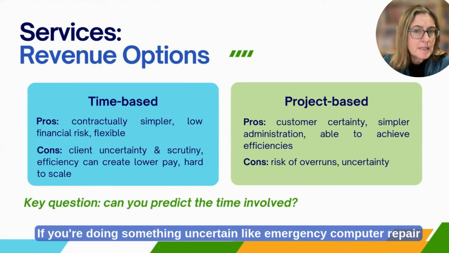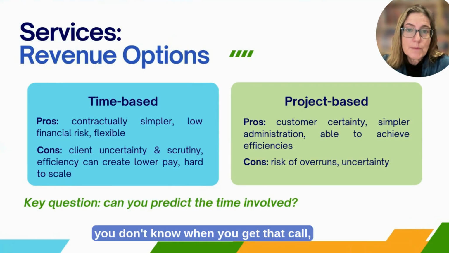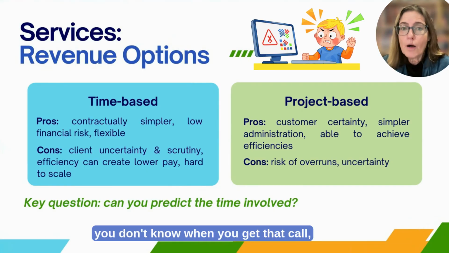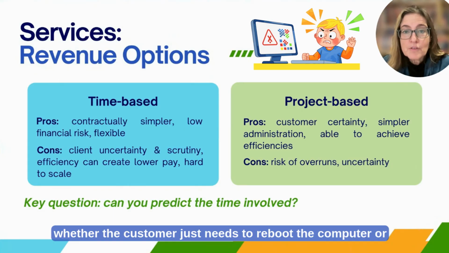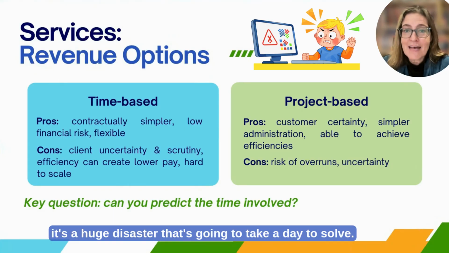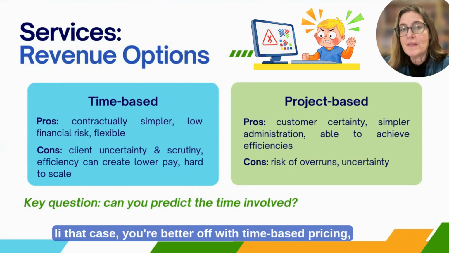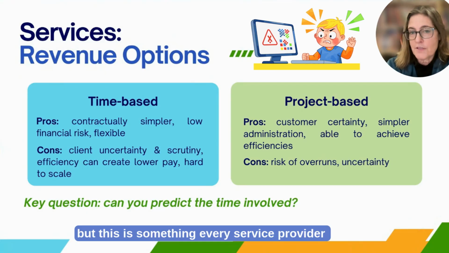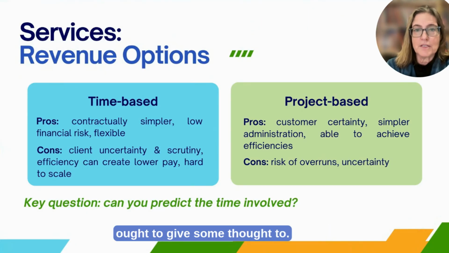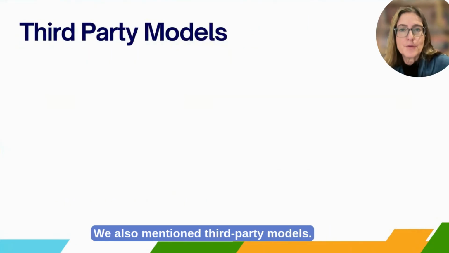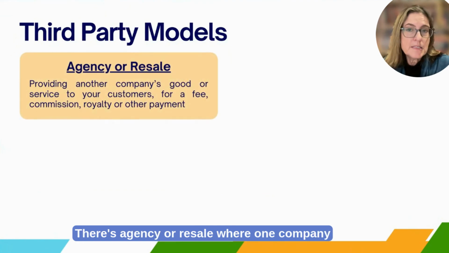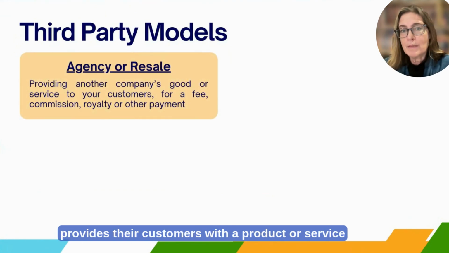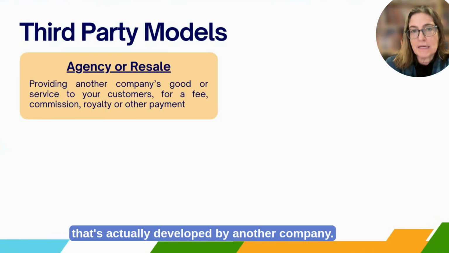If you're doing something uncertain like emergency computer repair, you don't know when you get that call whether the customer just needs to reboot the computer or it's a huge disaster that's going to take a day to solve. So in that case, you're probably better off with time-based pricing, but this is something every service provider ought to give some thought to. We also mentioned third-party models. There's agency or resale, where one company provides their customers with a product or service that's actually developed by another company.